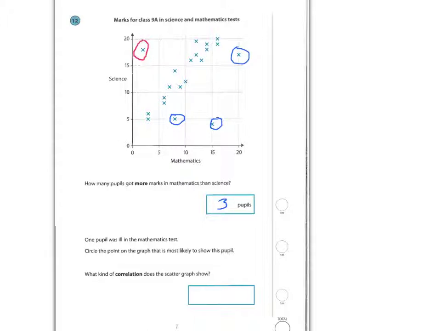Now, the final part says, what type of correlation does this show? Because the crosses are generally sloping upwards, this is a positive correlation.